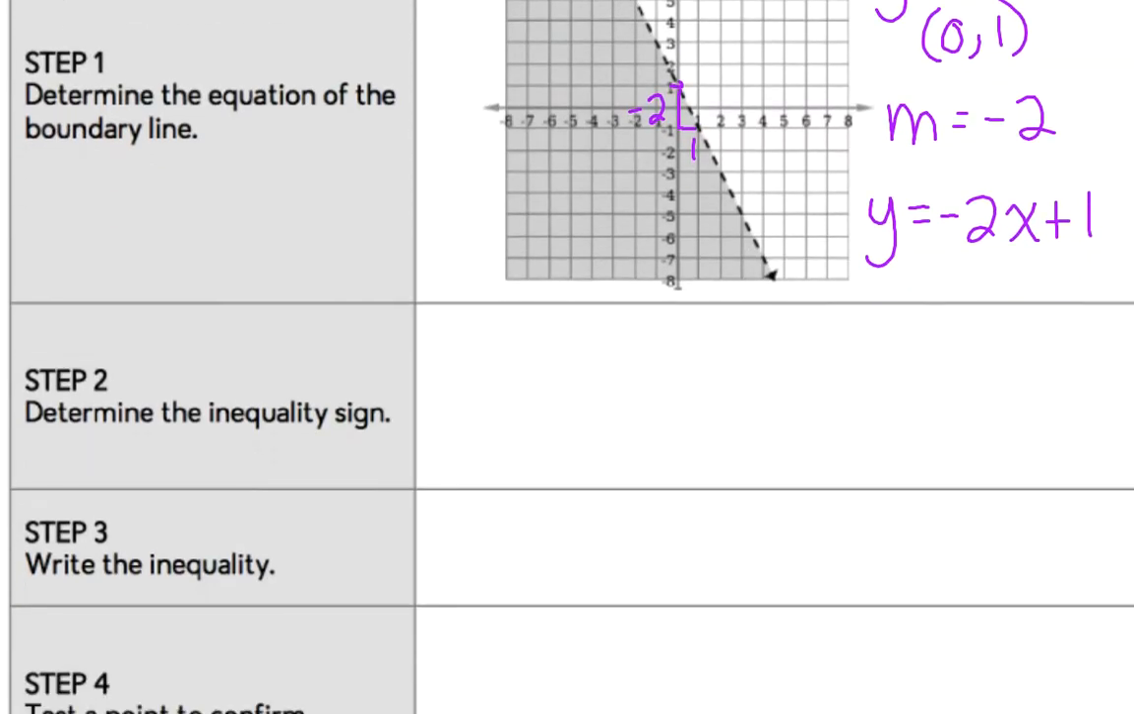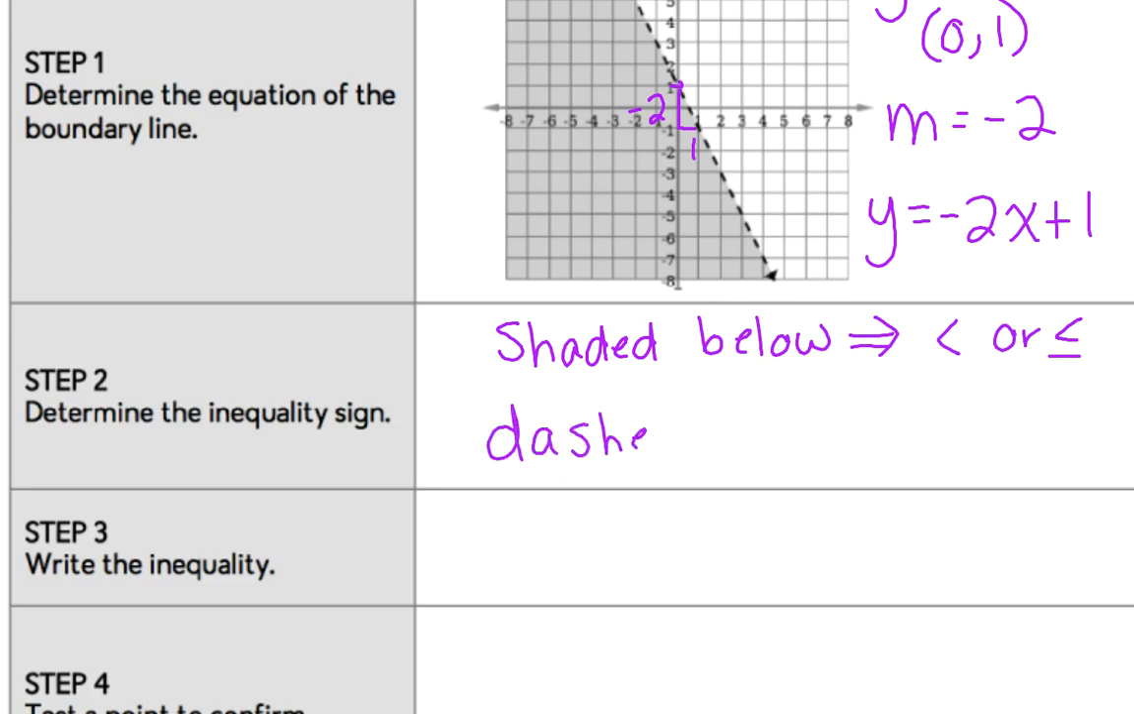Now we have to determine that inequality sign. So I can see that it is shaded below the line. If it's shaded below, that tells me that I have a less than or a less than or equal to going on. And then I look at the line itself. It is a dashed line. And when I have a dashed line, that means that it is just less than, not equal to. So that gives me the inequality: y is less than -2x plus 1.